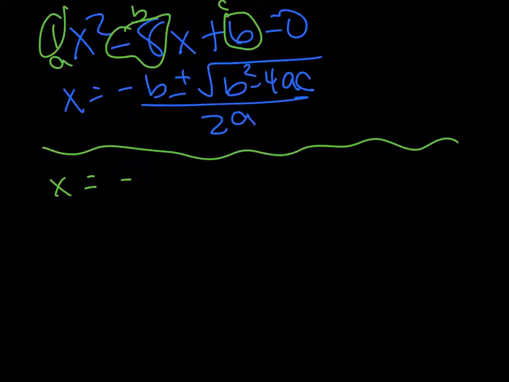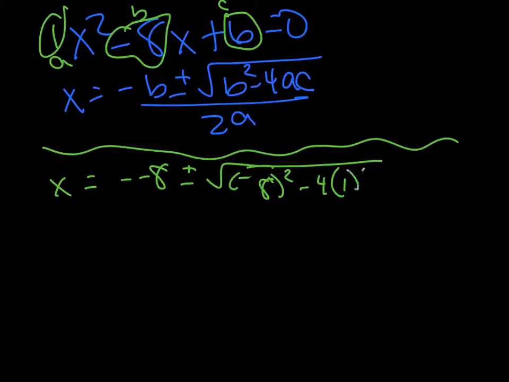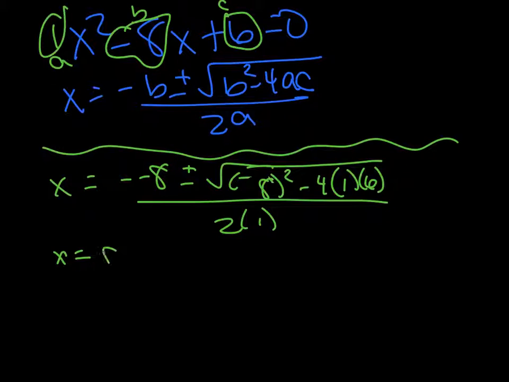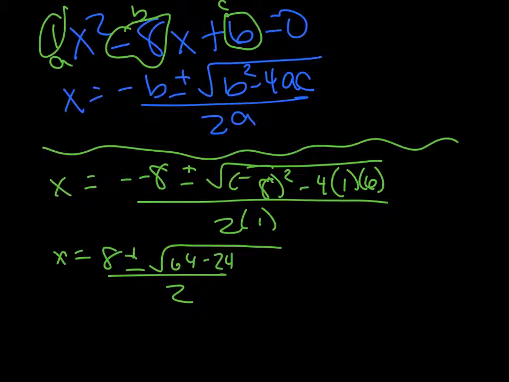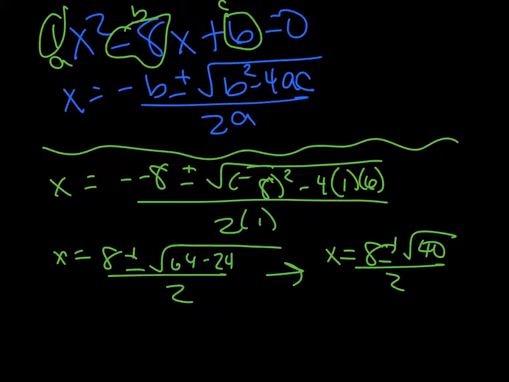So my x equals negative, negative 8 plus or minus the square root of b squared minus 4ac over 2a. That gives me 8 plus or minus the square root of 64 minus 24 over 2, which is 8 plus or minus square root of 40 over 2, which is 8 plus or minus 2 root 10 over 2.